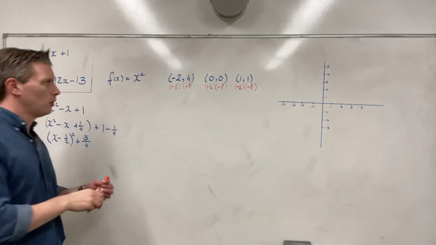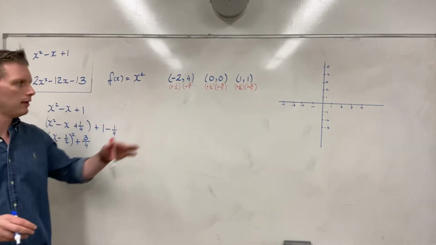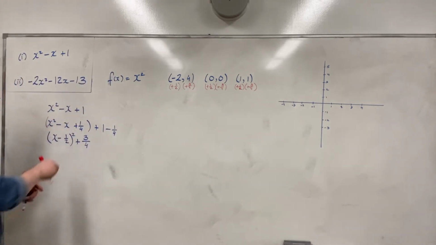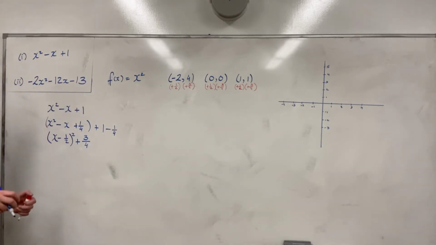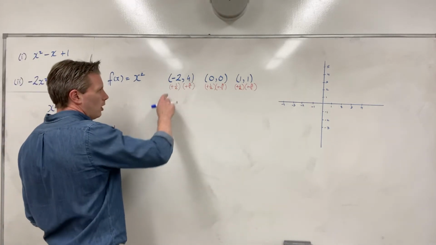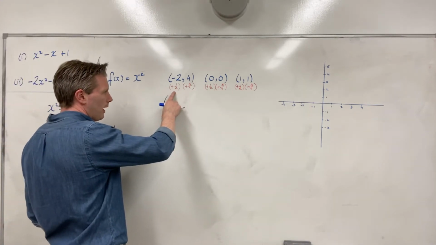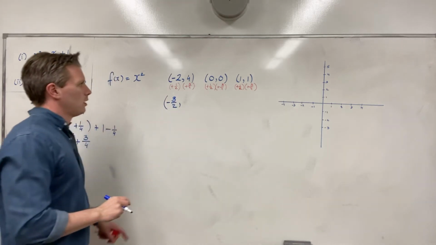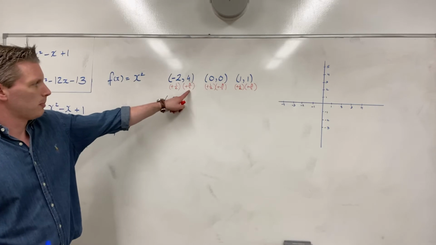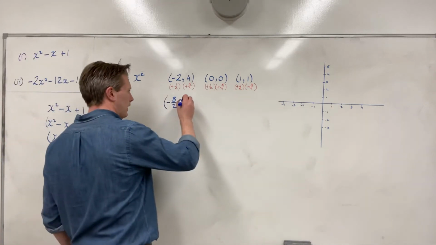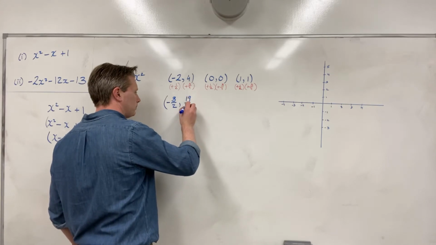Okay. So what will be my new points then on this function right here? Well, minus 2, 4: minus 2, I add on 1/2, that will give me negative 3 over 2. 4 increases by 3/4, that will give me 4 and 3/4, or 19 over 4.